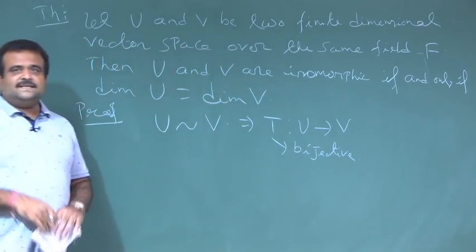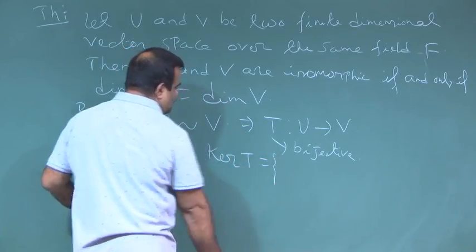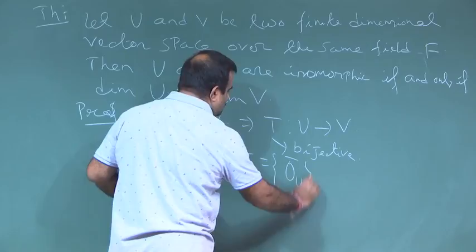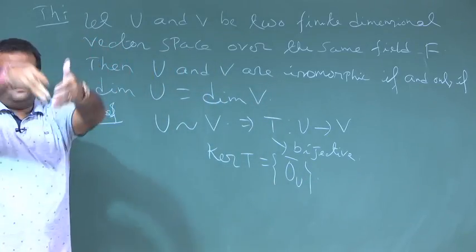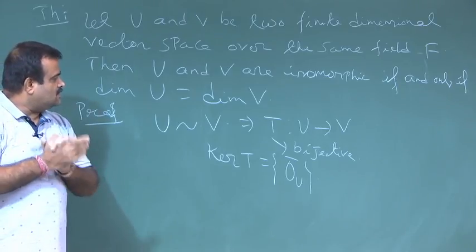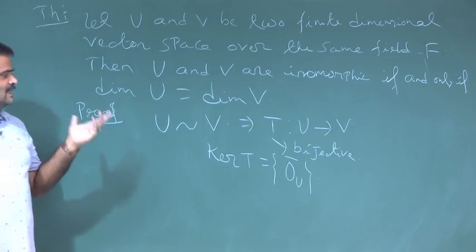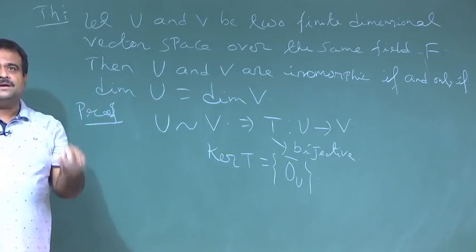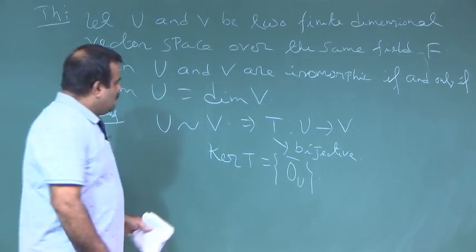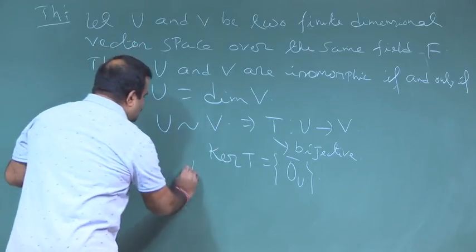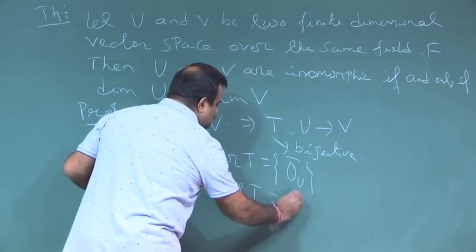Okay, since T is bijective, the kernel of T is basically only the 0 vector of U. Kernel of T means the set of all vectors which are mapped to the 0 vector. Now, since T is bijective, that means T is 1 to 1, and we have seen in the previous class that for a 1 to 1 mapping, the kernel is 0. So, only 0 will map to 0. Now, kernel is 0 means the dimension of the kernel is 0.